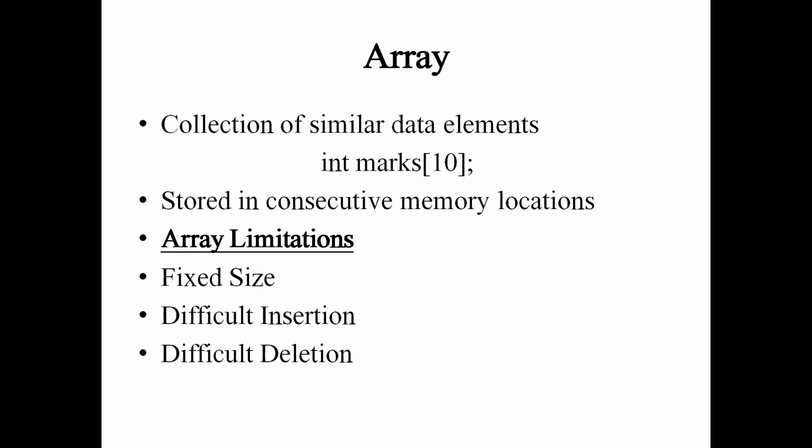So let's briefly discuss each data structure. First, array. An array is a collection of similar data elements. All elements in an array must have the same data type. For example, int marks[10]. This statement creates an array capable of storing 10 integer elements, 10 integer values. One important feature of arrays is that elements are stored in consecutive memory locations. Because of this, accessing an element is very fast.